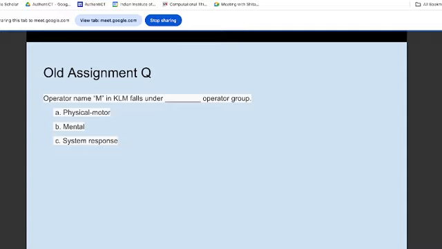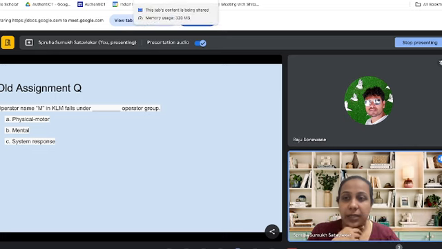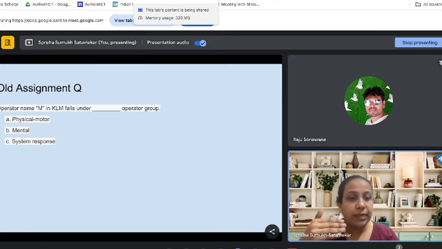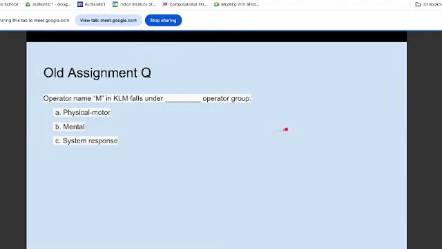The next question is: operator name M in KLM falls under which operator group? A is the correct answer for the previous one. The first was physical motor, the second was mental, and the third was system response. B, I guess. Yes, B is correct. Very good.